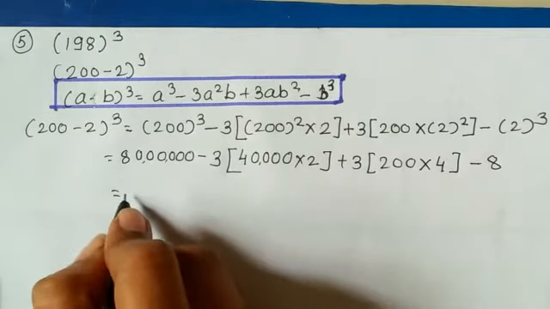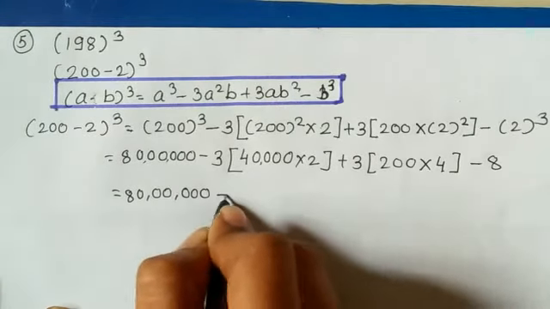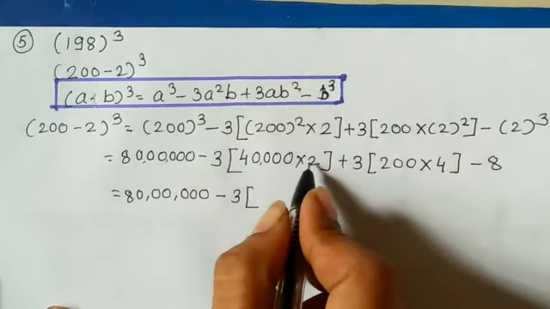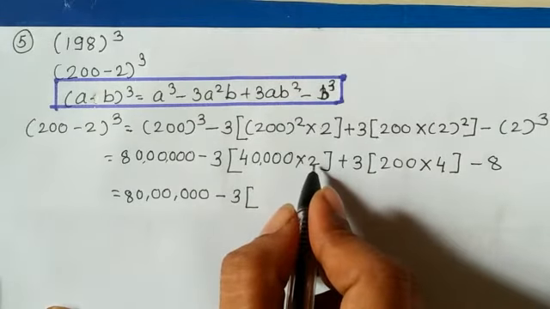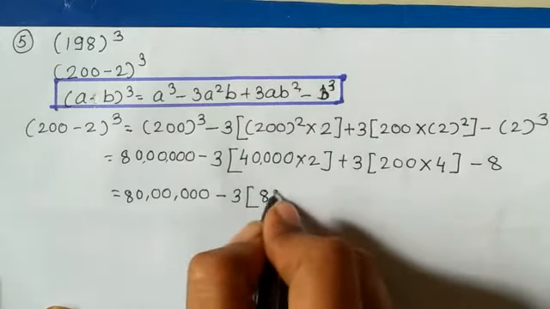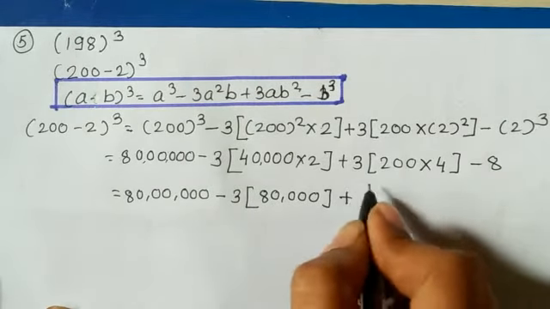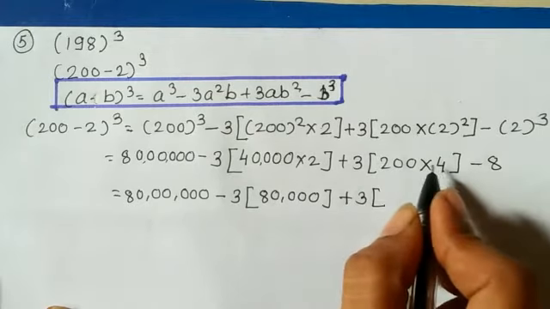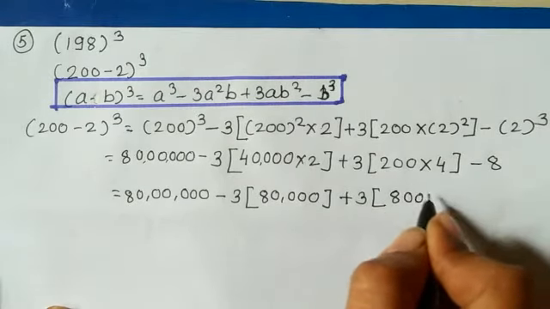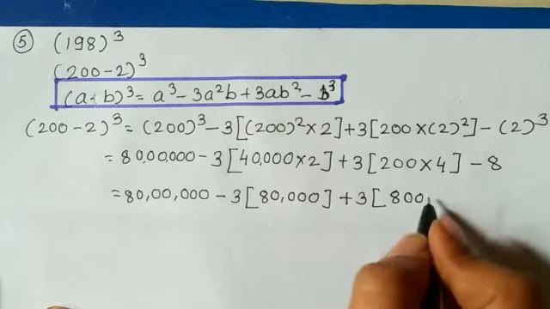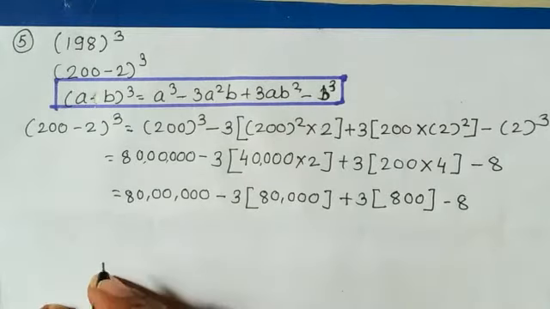Let's go ahead. 80 lakh minus 3 into bracket 200, 40,000 multiplied with 2, the answer will be 80,000, plus 3 into bracket 200 into 4, 2 4s are 8, 0 will be 400, bracket complete, minus 8. Let's go ahead.